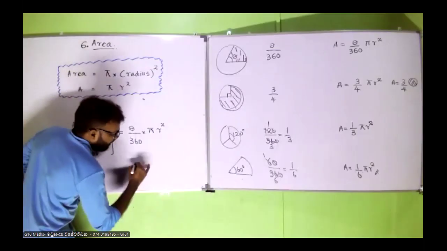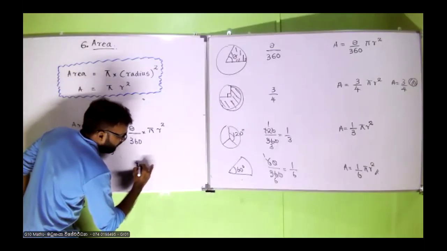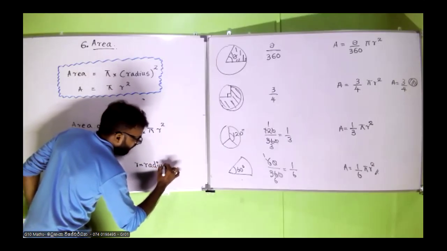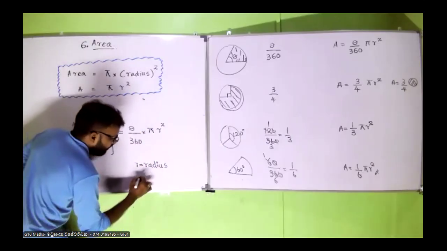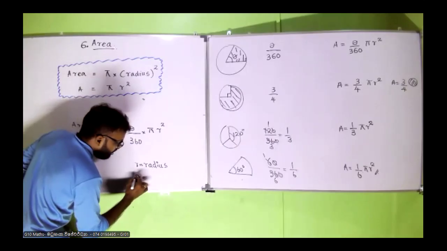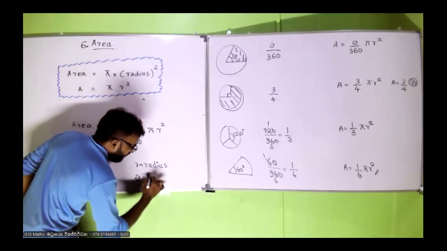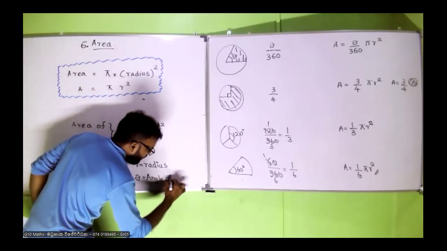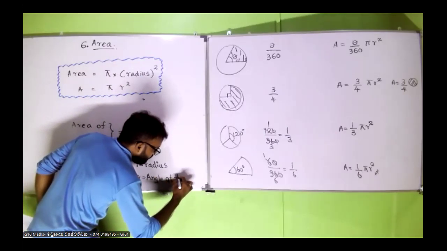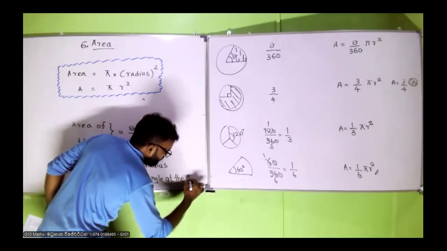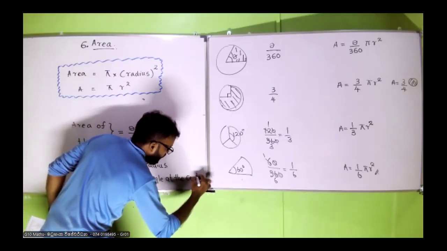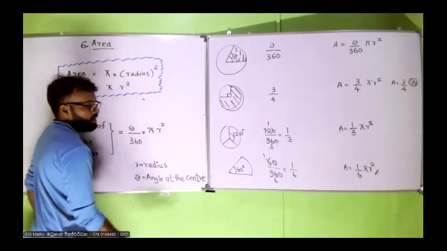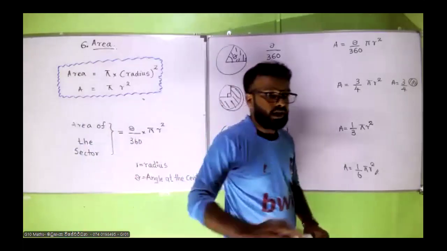Where r equals radius, theta equals angle at the center. Right, inside the box, please write, spelling.